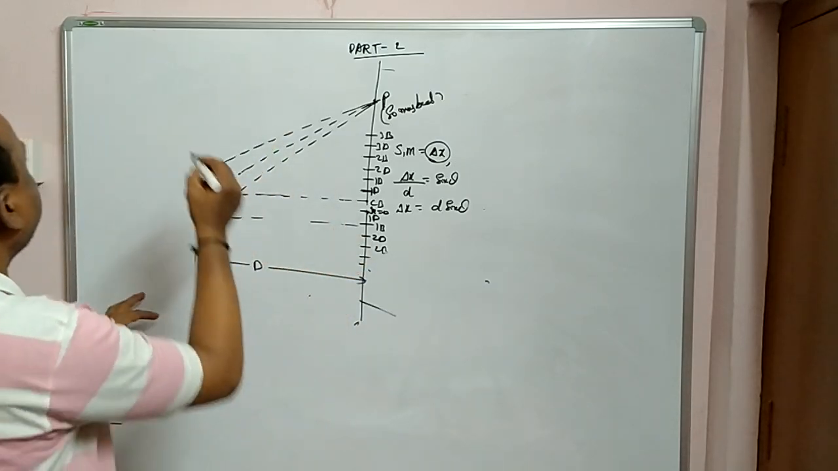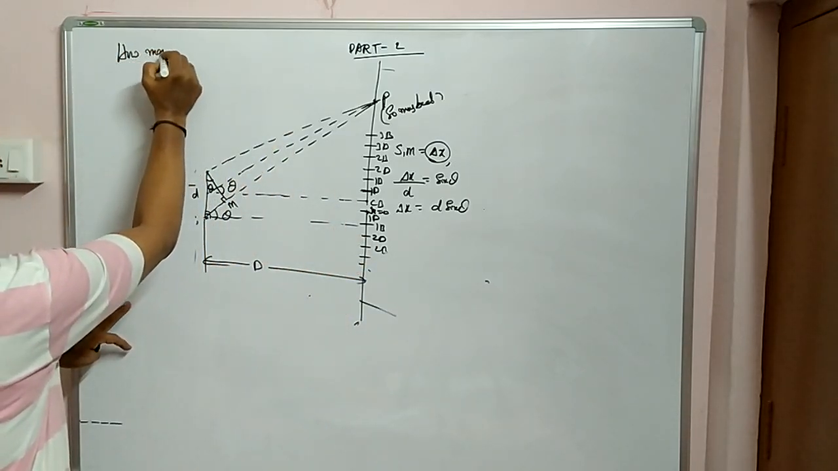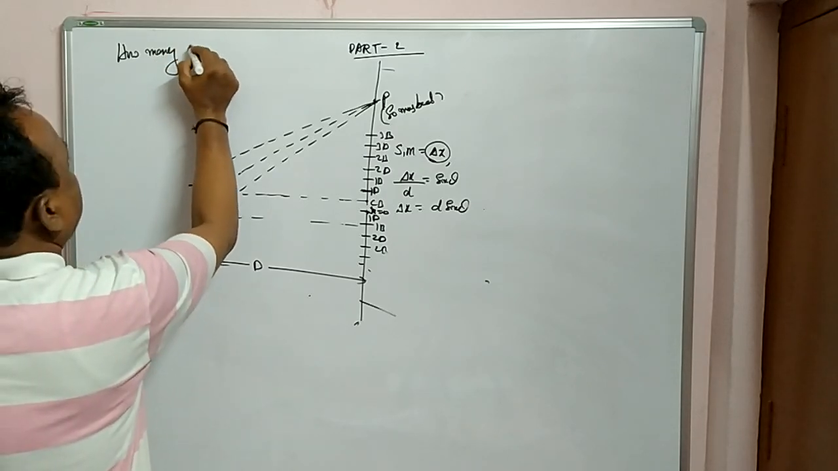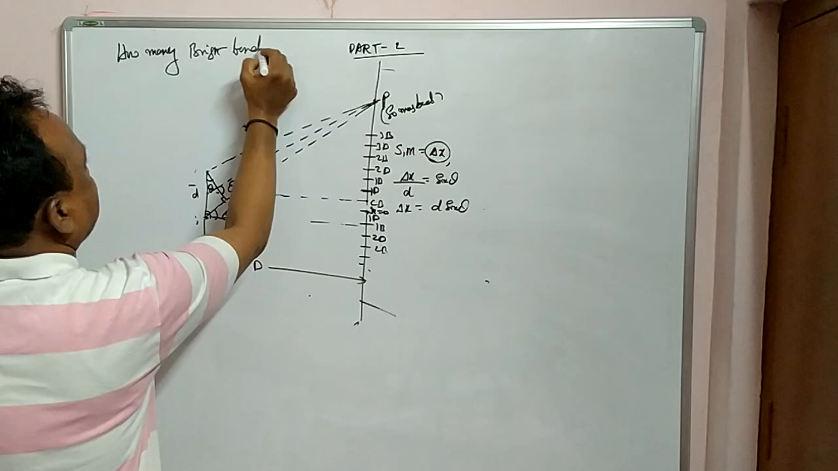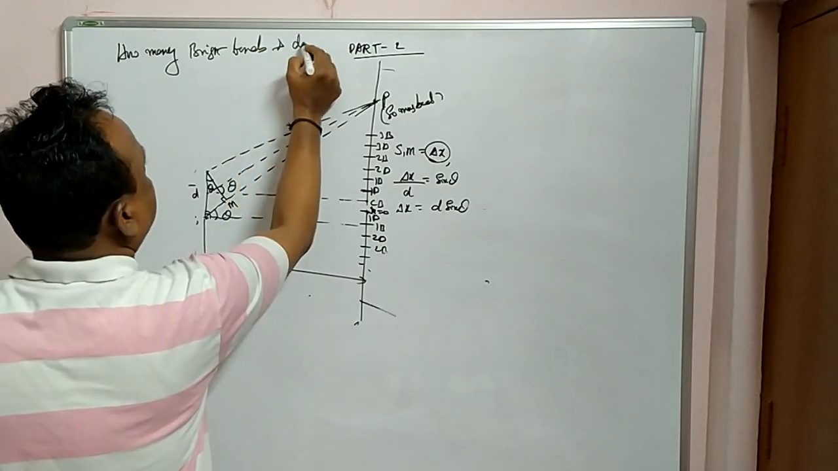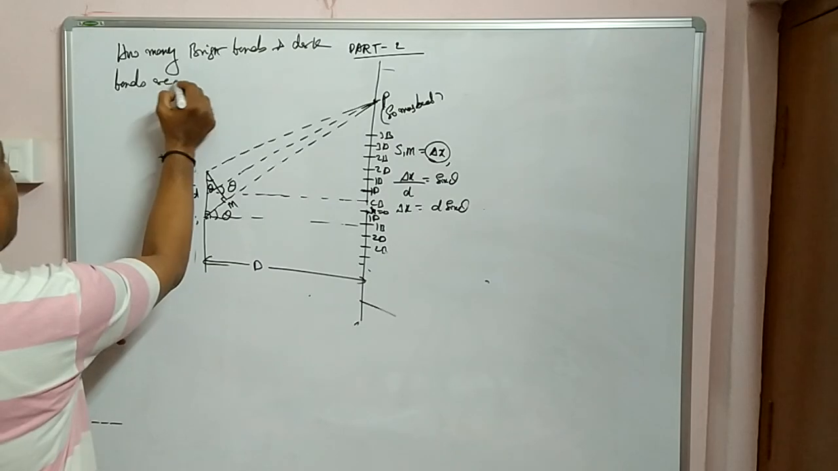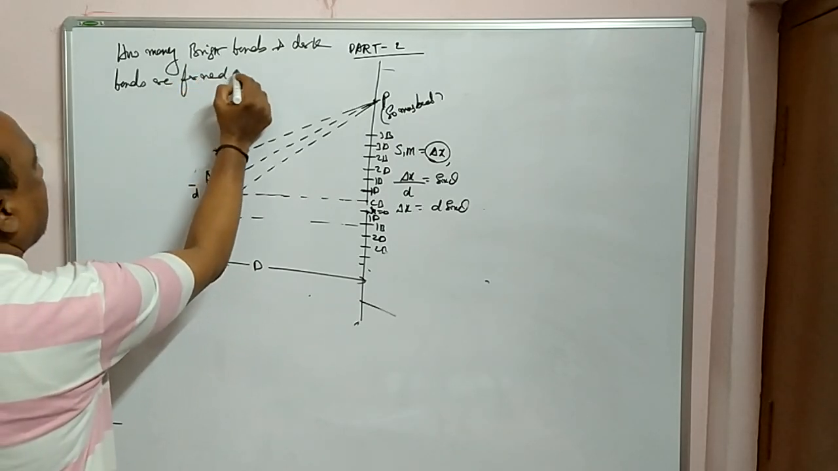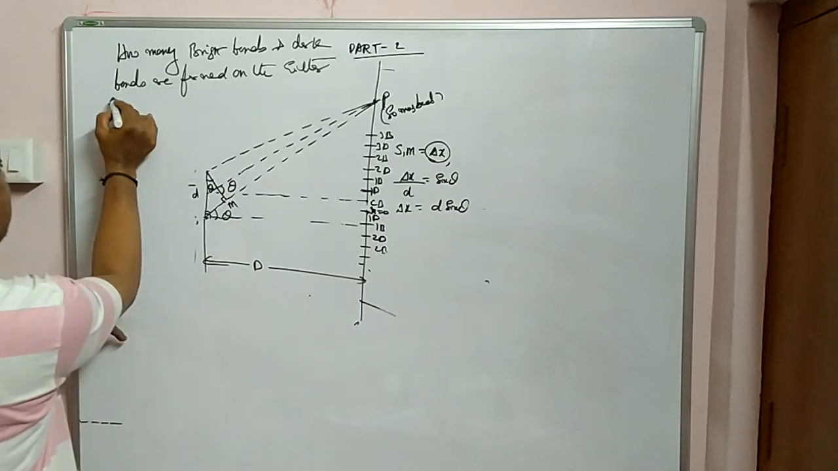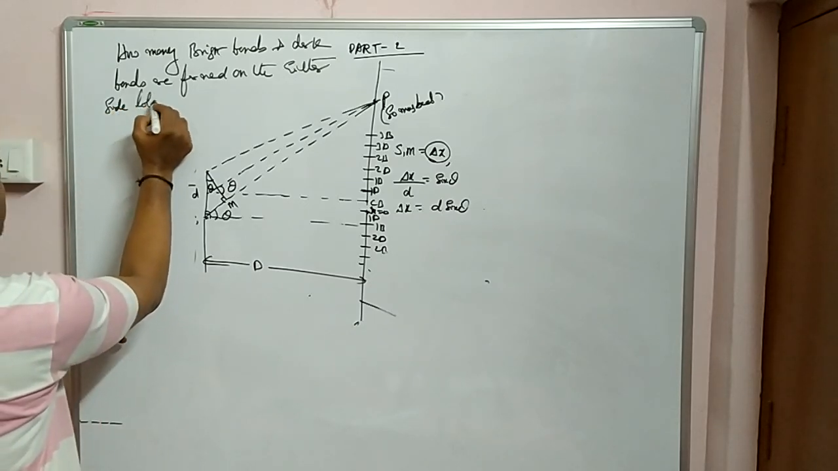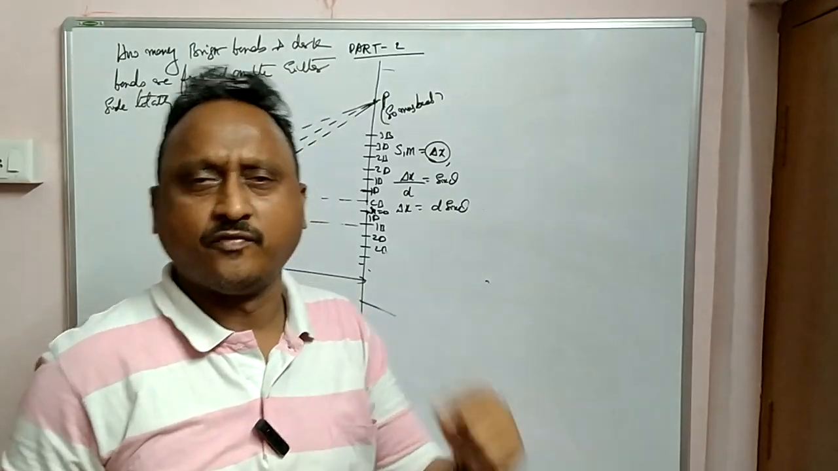Now the question is, we have to calculate how many bright bands and dark bands are formed on either side, in total. So we'll try to calculate, we'll get a formula for this one.